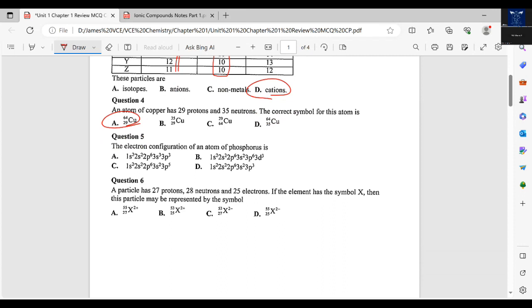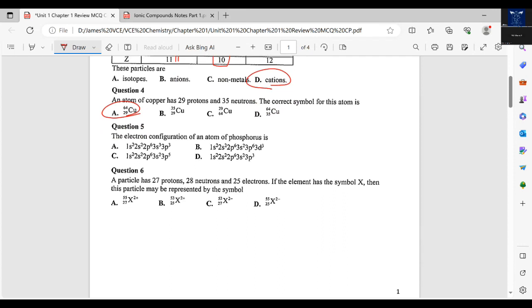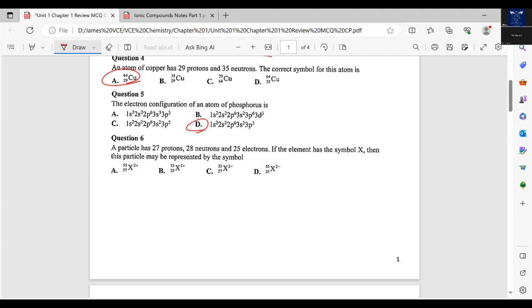Please check along question 5. The electron configuration of an atom of phosphorus. Phosphorus is 15. So 15 should be 3s2 and 3p. Sorry. It could be a 10. It's D. What about 6? 27 protons, 20 neutrons, 25 electrons. So you have a lesser electrons than the proton, so it should be a positive. Yes, positive ions. So it will be A.